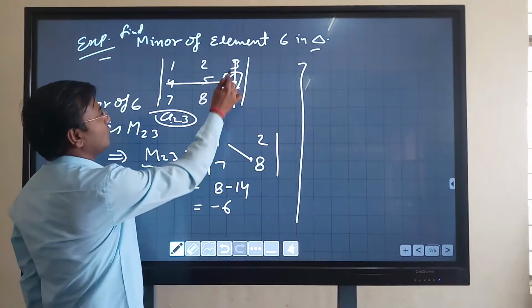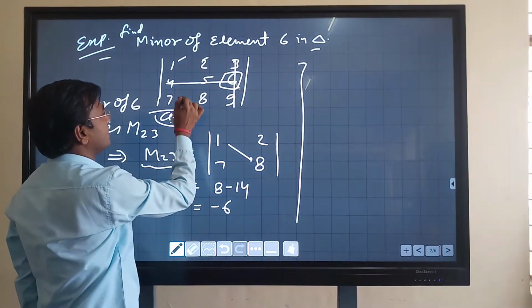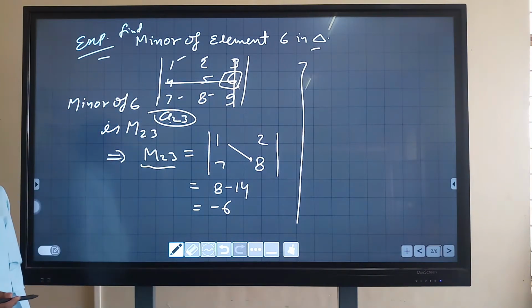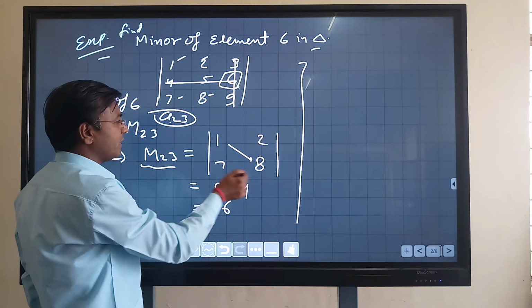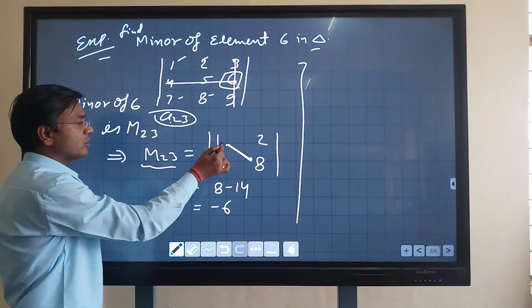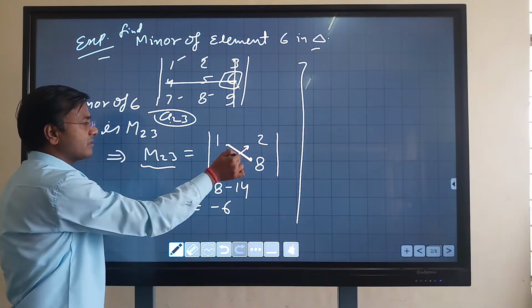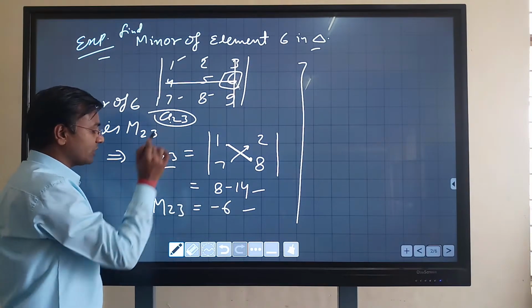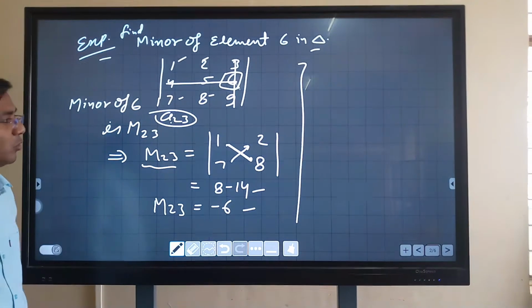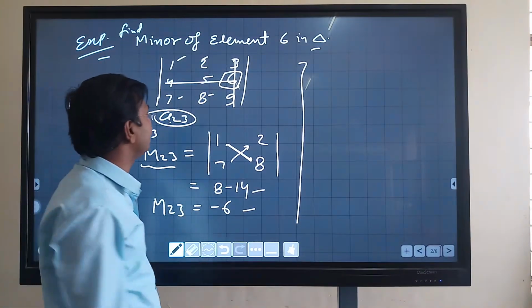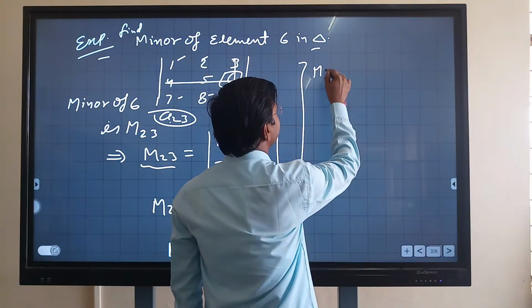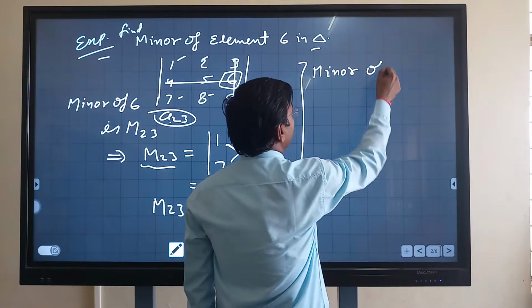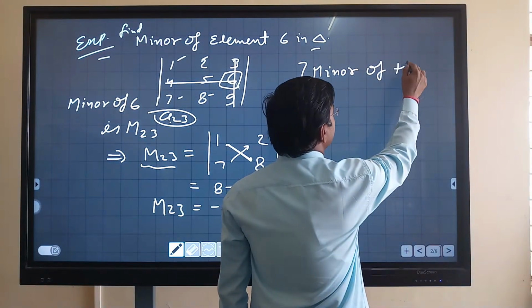So by deleting this row and column, we get 1, 2, 7, 8. That is the square determinant. Okay. And now as we know how to expand the determinant, cross multiplying 1 and 8, and then 7 and 2 is 14. So subtract: 8 minus 14. So here M2,3 equals minus 6.